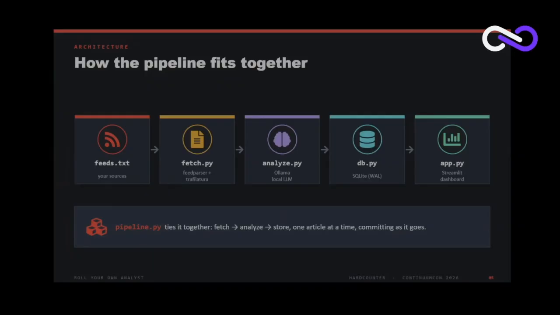The database script is our storage layer. We're using plain old SQLite. You might hate me for saying it like that, but it's what I've chosen. With write-ahead logging enabled, which I'll explain later. And finally, the app script, which is just a Streamlit dashboard that reads from the database and gives you the UI layer and functionality. Tying all of that together is the pipeline script. It calls the fetch script, it loops over the articles, it calls for analysis on each one, and saves the results with one simple script. Now, let's walk through in a bit more depth.